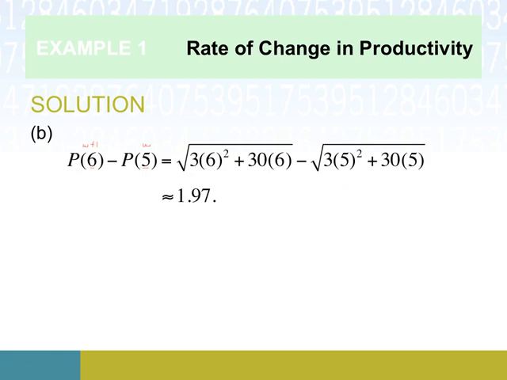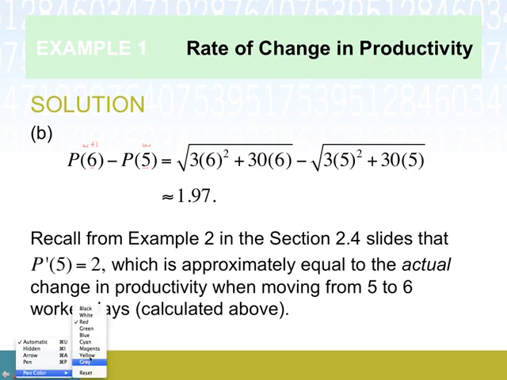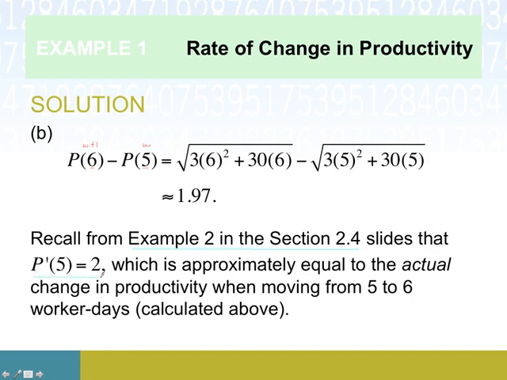We were then instructed to compare this answer to the derivative, P prime of 5. And here it will be a little bit cheap and just remind ourselves that in the last section, we had this exact same function and we computed its derivative. We figured out that P prime at 5 was 2. And then what I'm supposed to note is basically that 1.97 and 2 are pretty darn close to one another. And this isn't an accident.